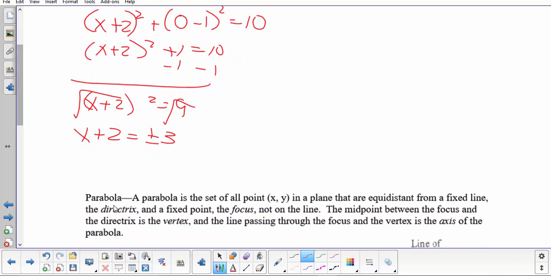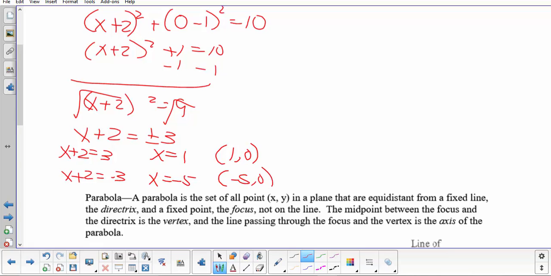At this point, I would set up two equations. I would do x + 2 equals 3, and x + 2 equals negative 3. When I subtract 2 from each equation, I get x equals 1 and x equals negative 5. So I have two x-intercepts. The x-intercepts are (1, 0) and (-5, 0).